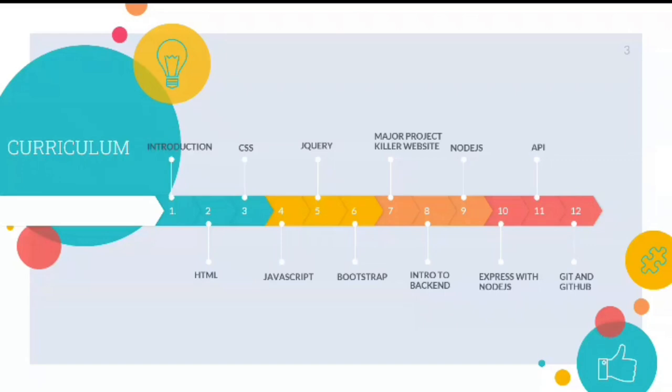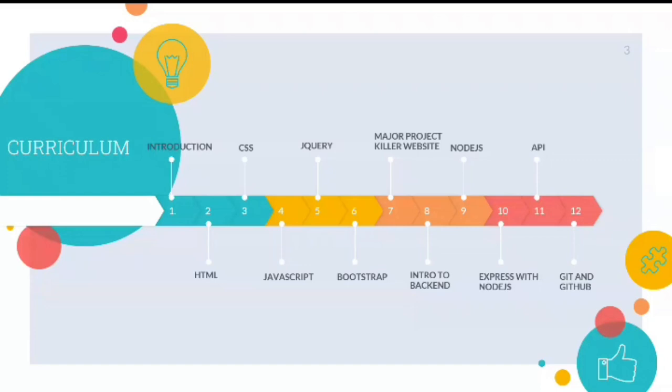After that, we have Express with Node.js. In this section, we will see how we can use the Express.js framework that is present inside Node.js. Next one is API. In this API section, we will see how we can use an API in order to fetch some data from another website and use that particular data on our own website.